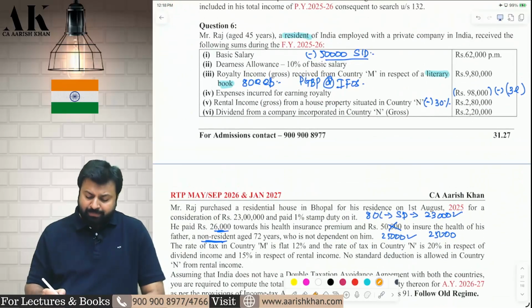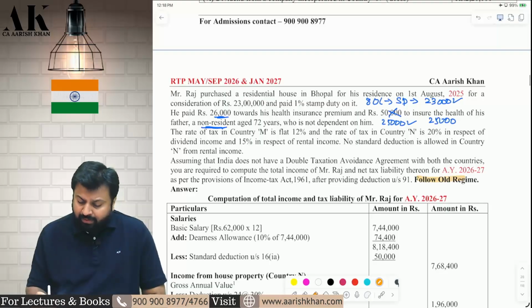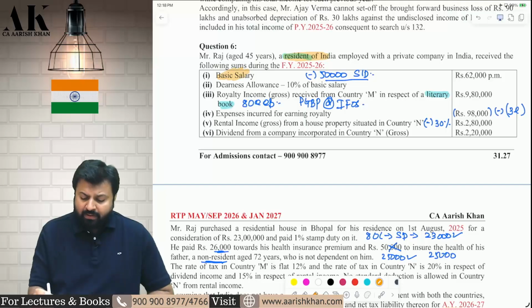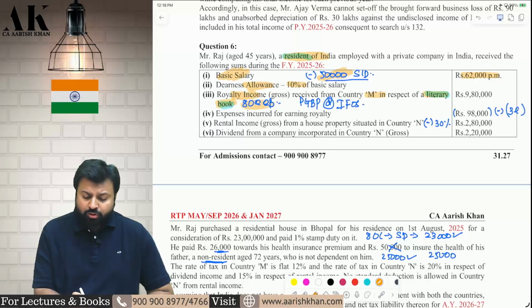Next question is a very simple question on DTAA. Let's try to understand this. There is an assessee aged 45 years, resident of India. Which regime are we following? We are following the old regime. First, he is earning some basic salary of 62,000 rupees per month multiplied by 12. On that, 50,000 standard deduction will be allowed. Then dearness allowance 10%. Then royalty income is there from country M, for a literary book. Therefore, they are eligible for 80QQB also.